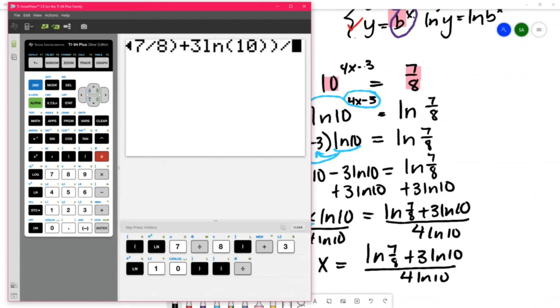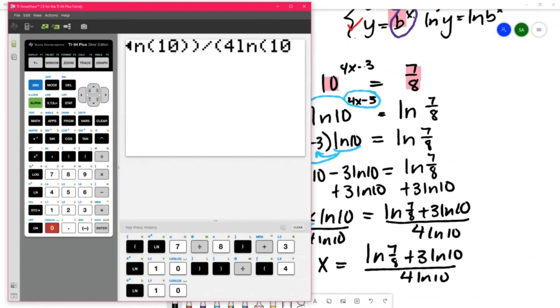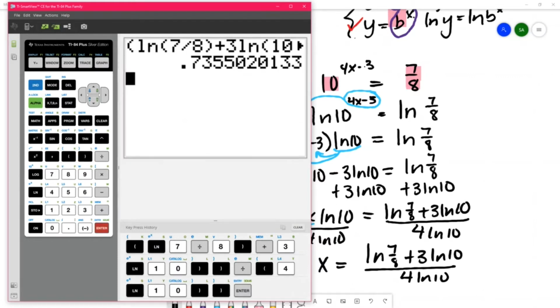And we're going to divide. I'm going to put parentheses around the whole denominator. Once again, we need to do this to make sure that we're dividing by the whole denominator, 4 natural log 10. If we don't put parentheses, the calculator will only divide by 4 and then multiply by 10. So we want to divide by 4 natural log of 10. We're going to close parentheses for that log and close parentheses for the denominator. And we get approximately 0.74 if we round to the nearest tenths.